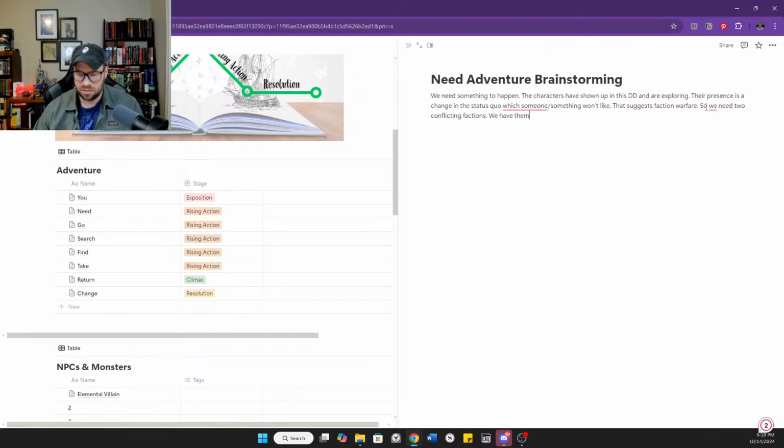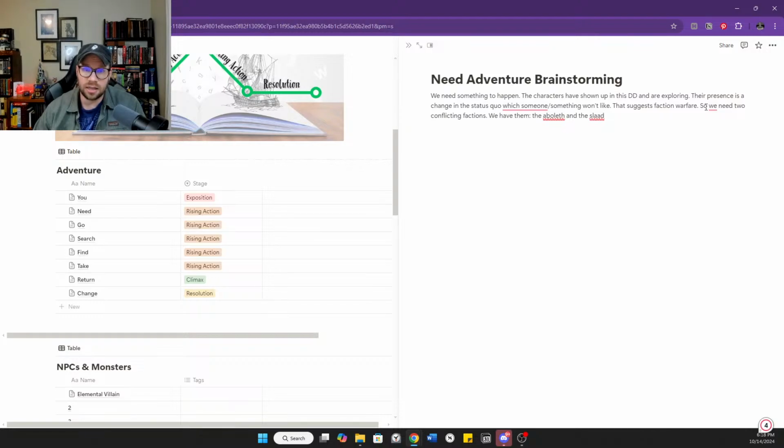Okay, so we need two conflicting factions. We have them. The Aboleth and the Slod, we'll say, because at this level we probably just have one Slod involved in this, which raises the question of what level we are going to start this adventure at.